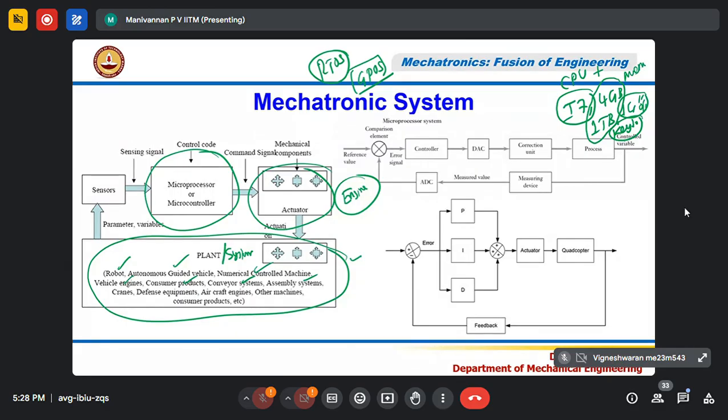Output device can be a printer, plotter, or a screen on which you are seeing the output of the computer, and input devices like keyboard, mouse, all these things. Similarly, even a mechatronic system has what you call an embedded controller. In a general purpose computer it is called a computer, correct? In case of a machine control mechatronic system, the controller is called an embedded controller.